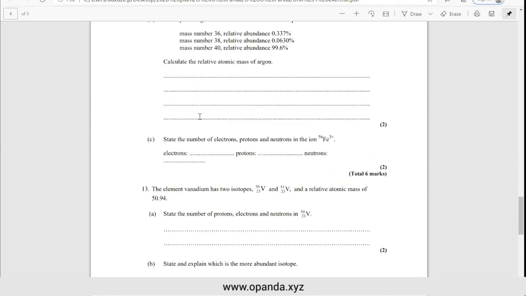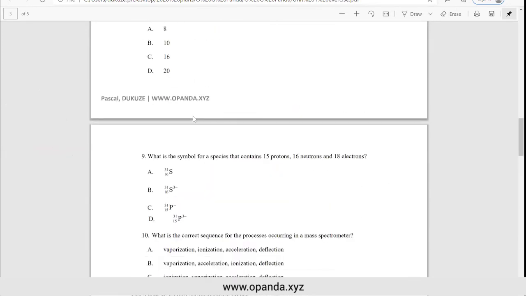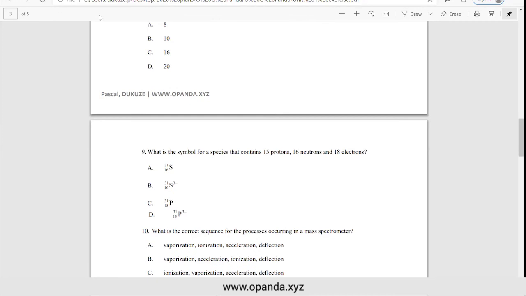So let's go to question number 9. What is the symbol for a species that contains 15 protons, 16 neutrons, and 18 electrons? 15 protons, 16 neutrons, and 18 electrons. Suggestions?